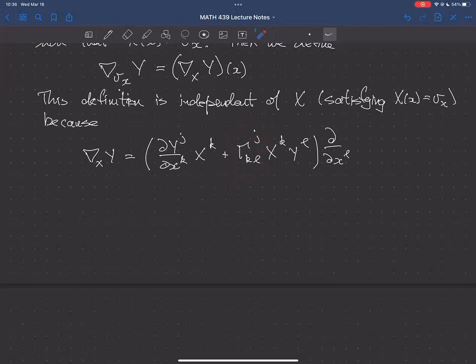Okay, and the point here is that X here appears linearly. Okay, so the only appearance of X in that formula is through its values at a given point. And so in particular, if you evaluate this thing at x, then you can put V_x here and you can put V_x here. Okay, and so it's the linear dependence on X that gets us the independence that we're after.